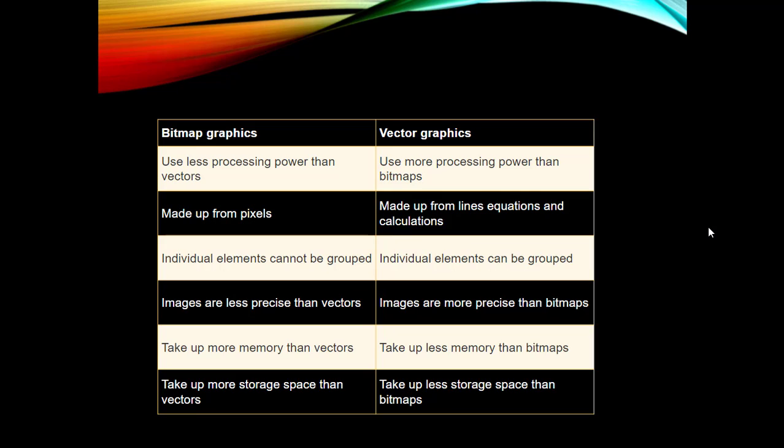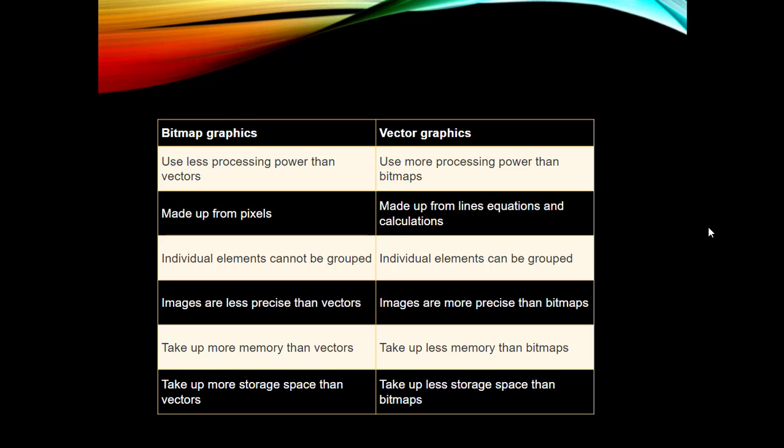Bitmap graphics cannot have elements grouped together. So, for example, if you drew a circle and drew another circle within it, you cannot group those items together to make it one image. However, this is possible in a vector graphic.